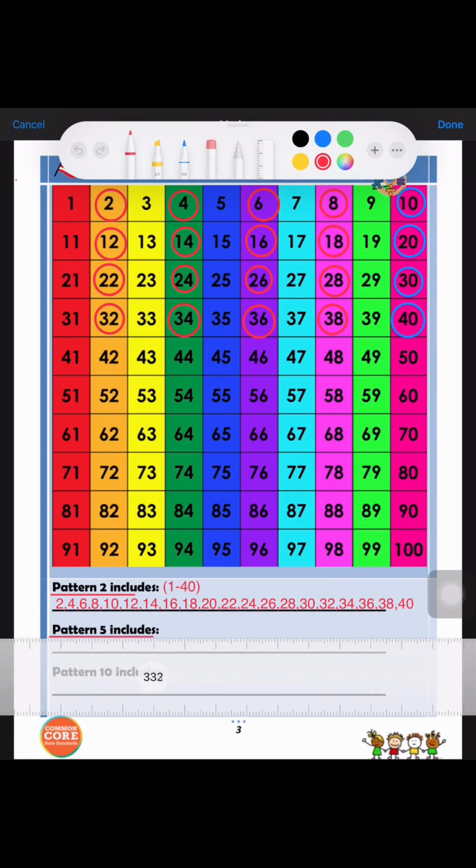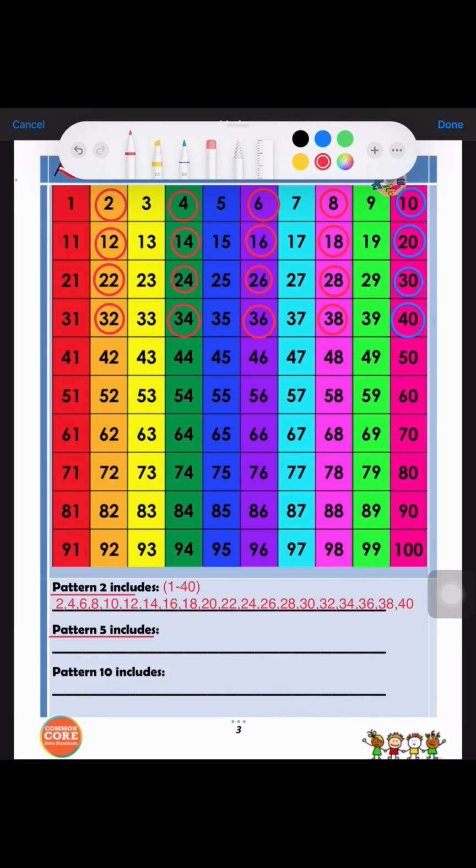And then we take a look at the pattern of 5. That means we need to skip counting by 5. So the first number will be number 5. And then 5 steps forward, it is 10. And then 5 steps forward, it is 15. And then it is 20. And then 5 steps forward, 25. And then it is 30. And then 5 steps forward, it is 35. And then it is 40.